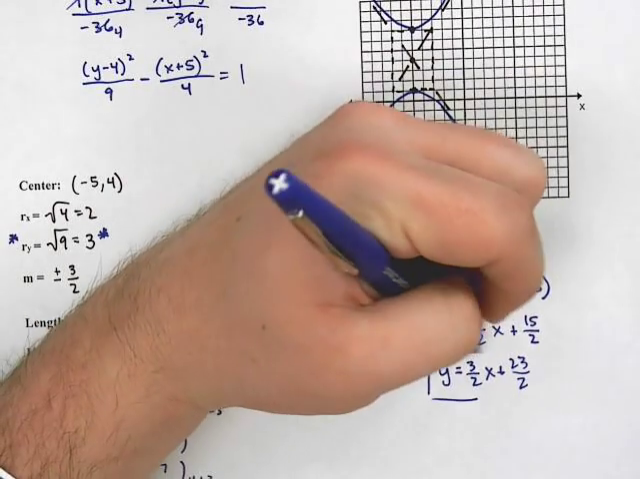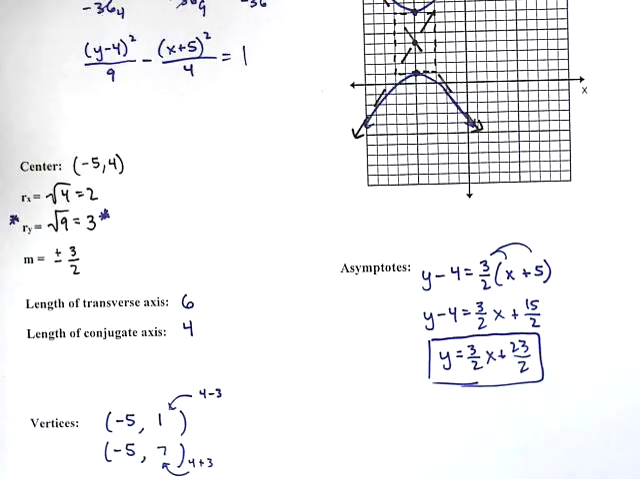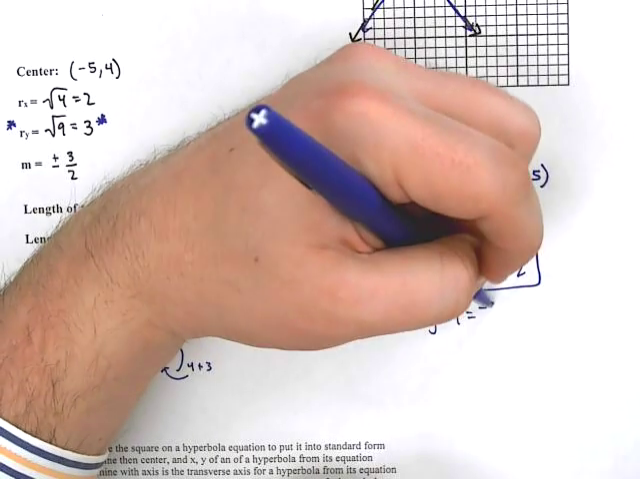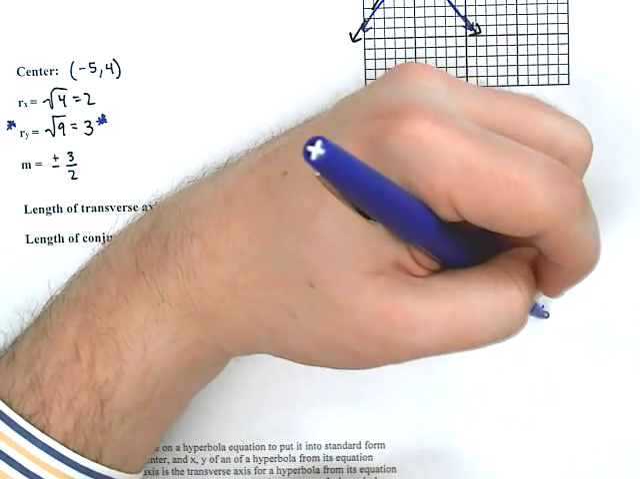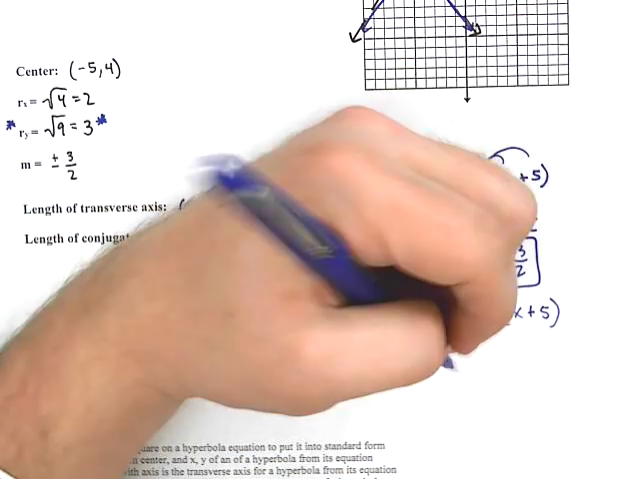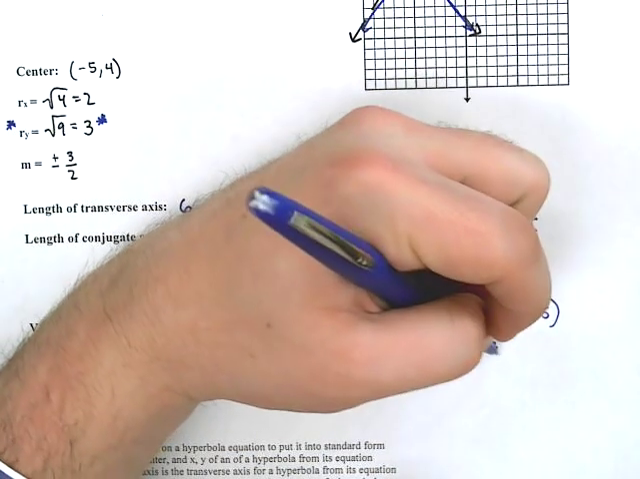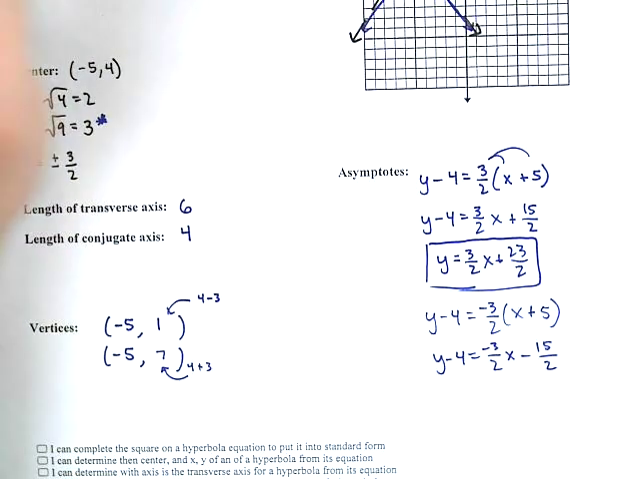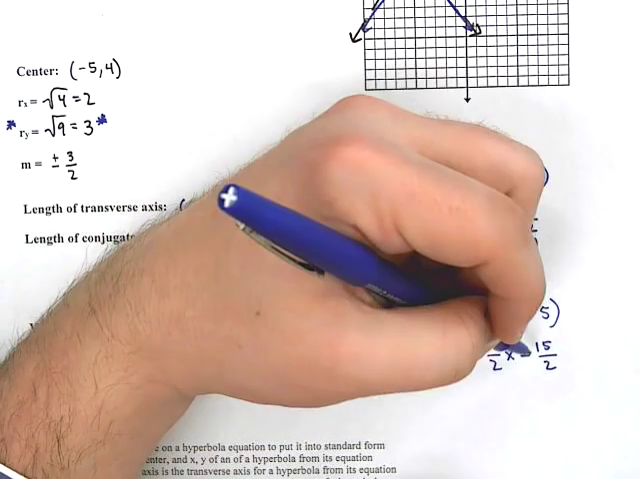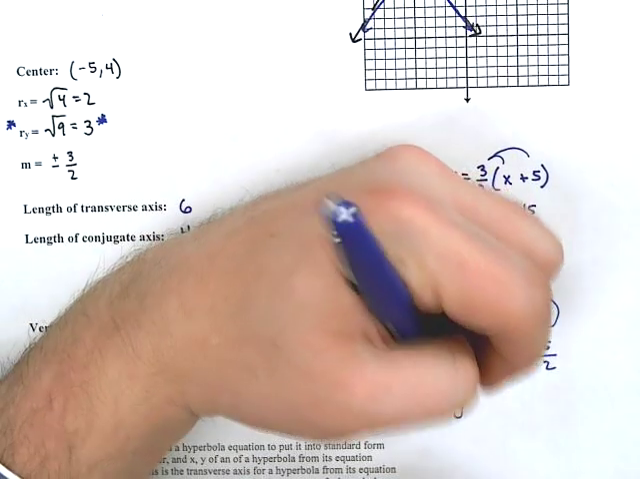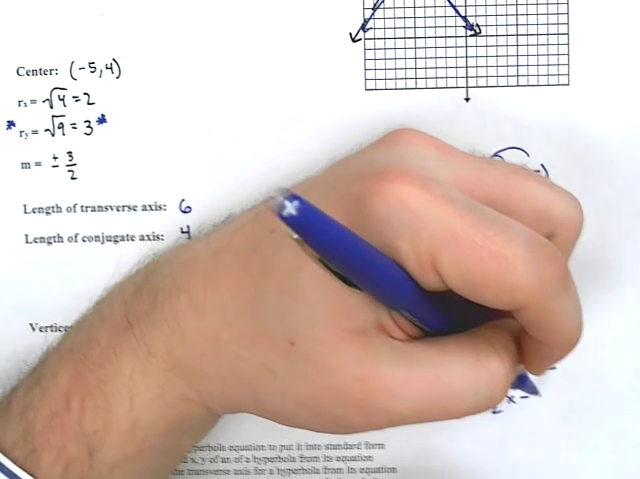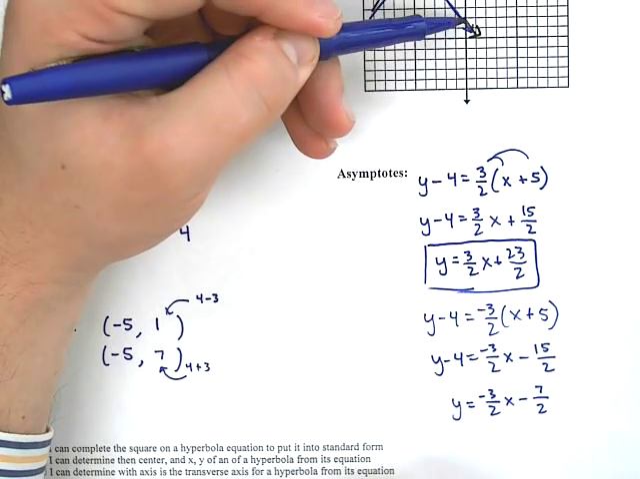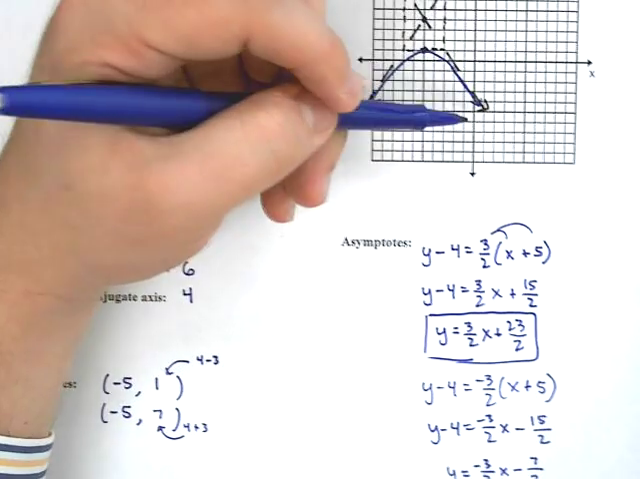And then we need to do this again, but with our negative slope. Alright, so we'll finish this up by doing y minus 4 equals negative 3 halves x plus 5. Let's see here, we get y minus 4 equals negative 3 halves x minus 15 halves. And once again, we're adding 8 halves. So negative 15 halves plus 8 halves should be negative 7 halves. And that looks about right, because negative 7 halves is about 3.5. And there we are on our graph.